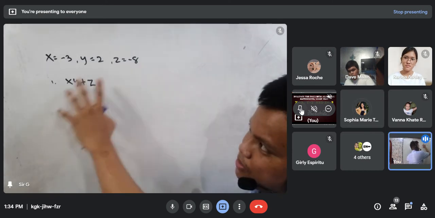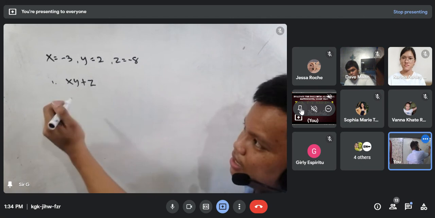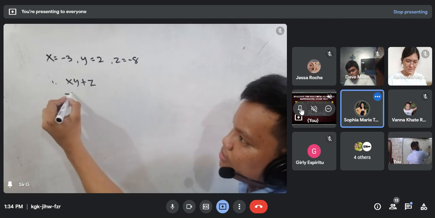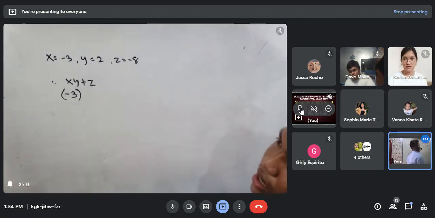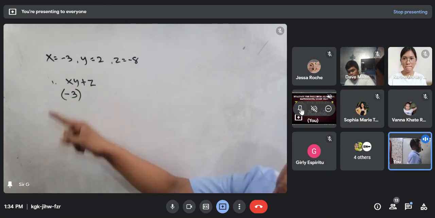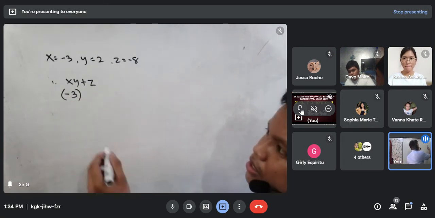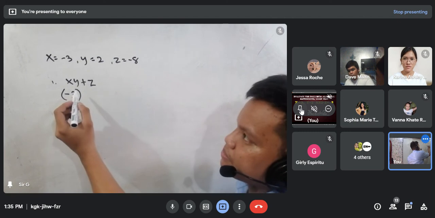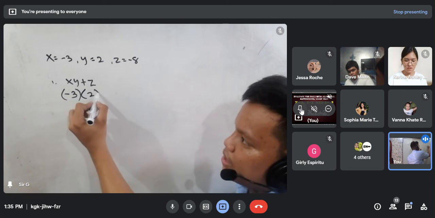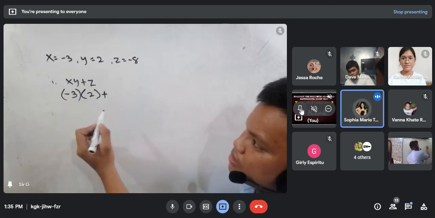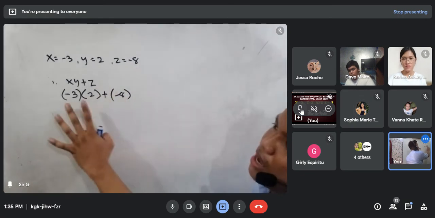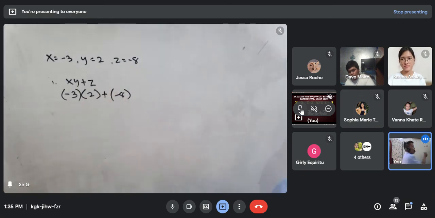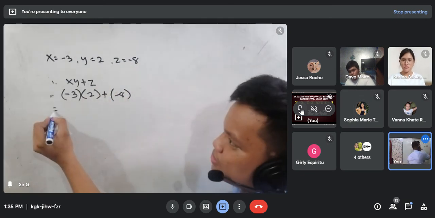Okay, so since meron tayong mga values dito, ano yung x natin? Okay, negative 3, palitan lang natin. Itong y, ano yung magiging operation nila? Since na magkatabi sila, it means that multiplication. Okay, so ano yung y natin, Sophia? Okay, plus negative 8. Kumbaga, pinalit lang po natin. Kaya ngayon solve na natin to.